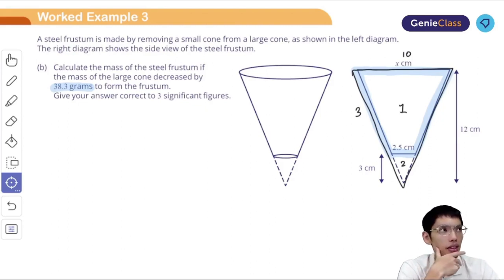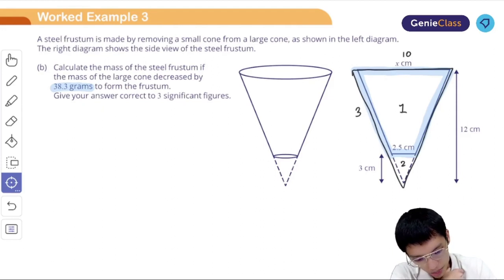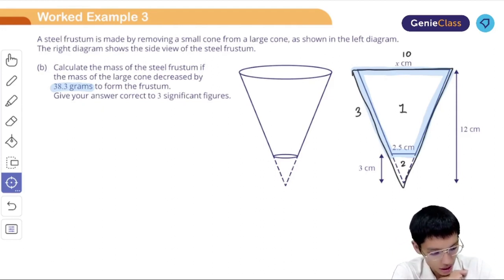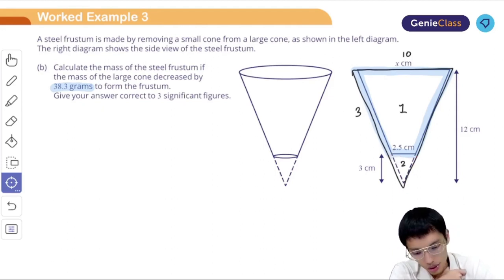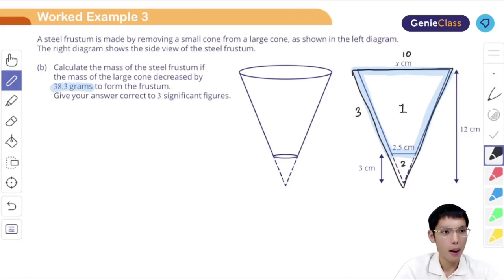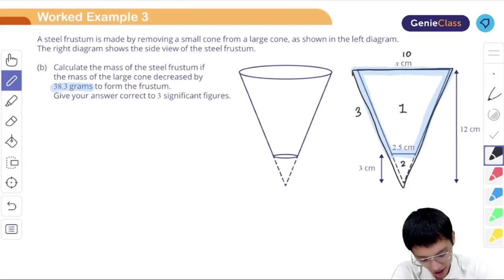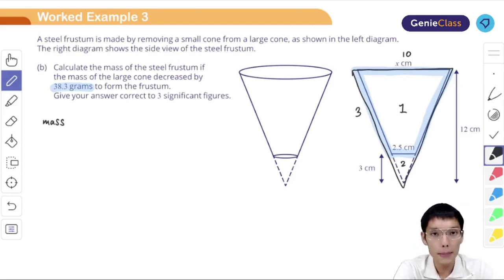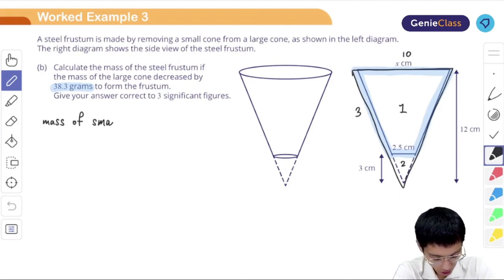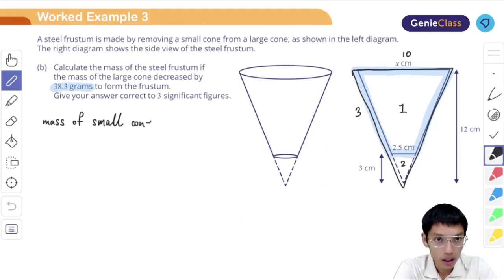Okay. Alright, very good. I think some of you already noticed 38.3, because it's decreased, so this part is removed. I do hope you all realize that in this case. Very good, Denise. My mass of the small cone is going to be 38.3 gram. Now, how is this useful?